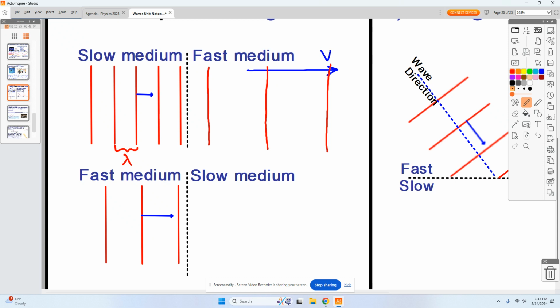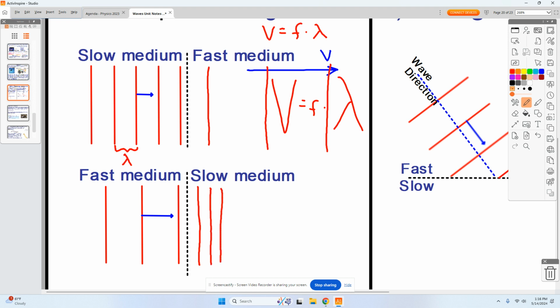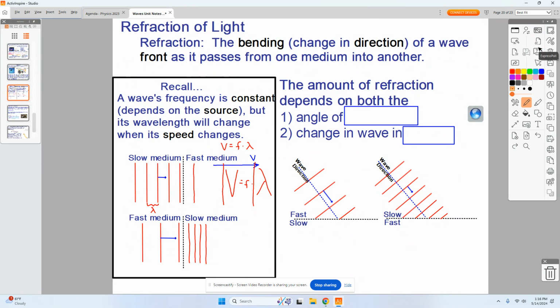That, again, goes back to this concept that velocity is equal to frequency times wavelength. So if the velocity increases, then the wavelength should increase as well. That's what that's showing. The opposite would happen if I go from a fast medium to a slow medium. So now it slows down, and you should see that that wavelength would become smaller here. Now I'm not changing the direction of that wave, and that's because I'm hitting that interface straight on. If I hit that interface at an angle, this is where light will start to bend.